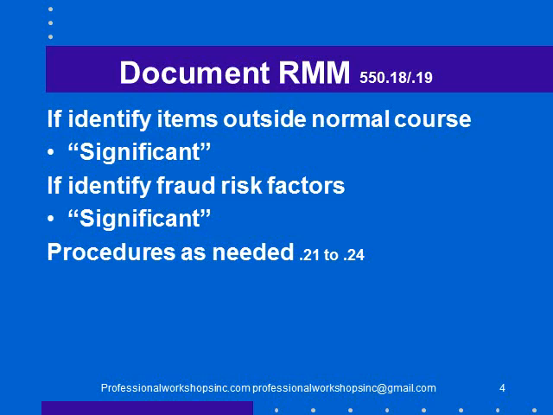We are to document the risk of material misstatement as again we would for any component. And if we identify items that are outside the normal course of business, they are, of course, by definition, significant. Similarly, if we would identify fraud risk factors with respect to related party transactions, they are also significant. And as we would do anytime we identified a significant risk of material misstatement, we would perform additional procedures, and there are suggestions in paragraphs 21 through 24 of what those might be.